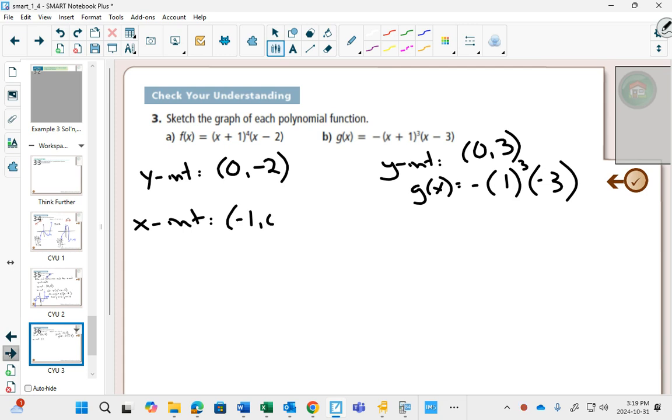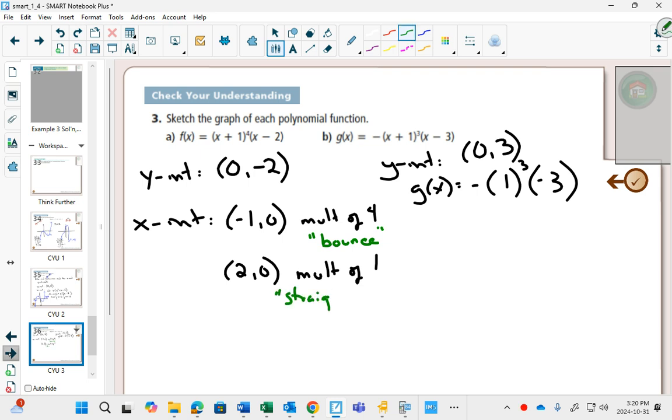You have an x-intercept at -1, 0. This one has a multiplicity of 4 because of the exponent of 4. Multiplicity of 4, that's even, that's going to be a bounce. And our other one at 2, 0, that is a multiplicity of 1. Our graph is going to go straight through at that point.